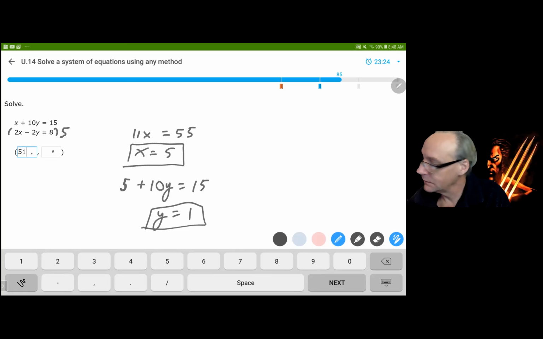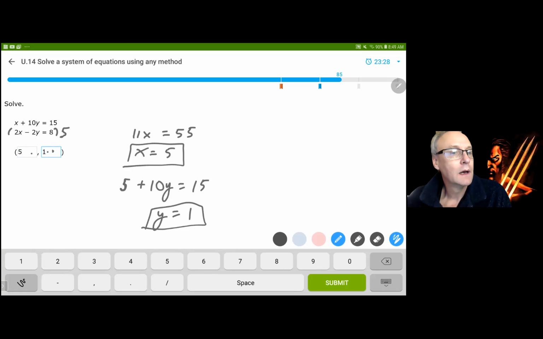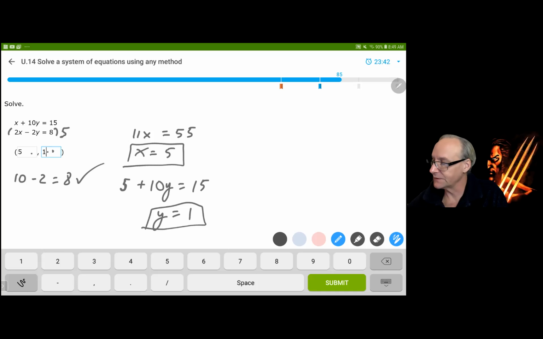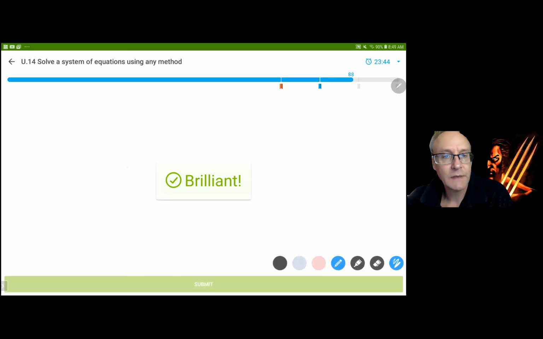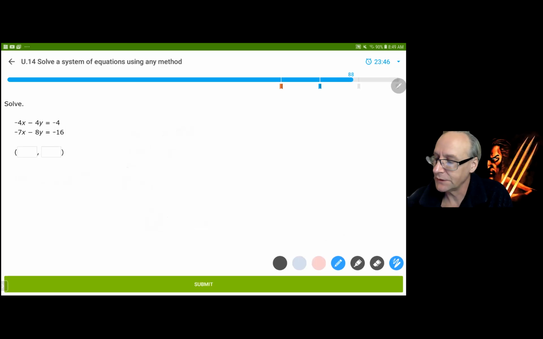Now I'm going to put the 5, 1 into the bottom equation, which gives me 10 minus 2 equals 8, which is true. I know I'm kind of doing the minimalistic here, but hopefully it's clear. And you could fill in all the spots if you wanted to.